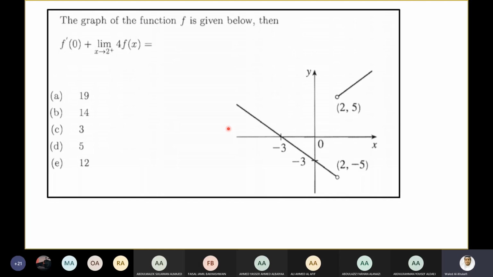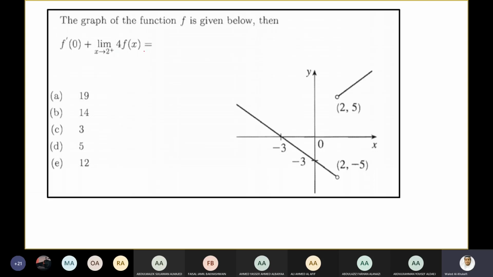But let me talk about the derivative, because so far I did not do anything about the derivative. Now, how to solve this question? For this question, I'll stop here. The graph of the function f is given below. You have this graph of the function, but he did not give me the rule, the definition of the function. And he asked me to calculate f prime at 0 plus the limit as x approaches 2 from the right of 4 times f of x.